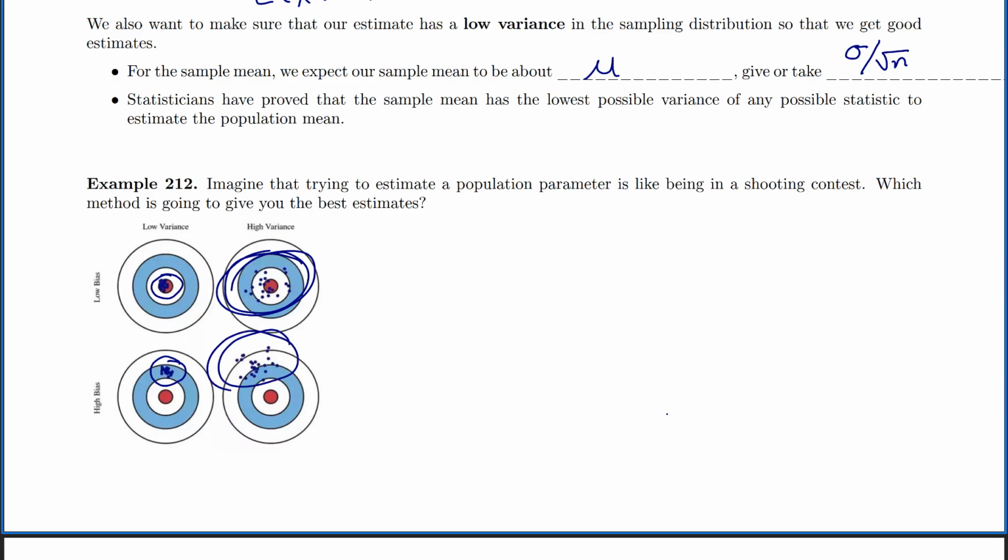And for this last one, I'm not close to the bullseye, so I have a high bias, and my points are really spread out, so it's also a high variance. Okay, so we want to have an estimate with a low bias, or no bias, and a low variance. And so anytime we do any estimation in statistics, someone says, well, what if we use this to estimate something? They have to go through and say, does it have low bias? Does it have low variance? Before someone else is going to want to use it.